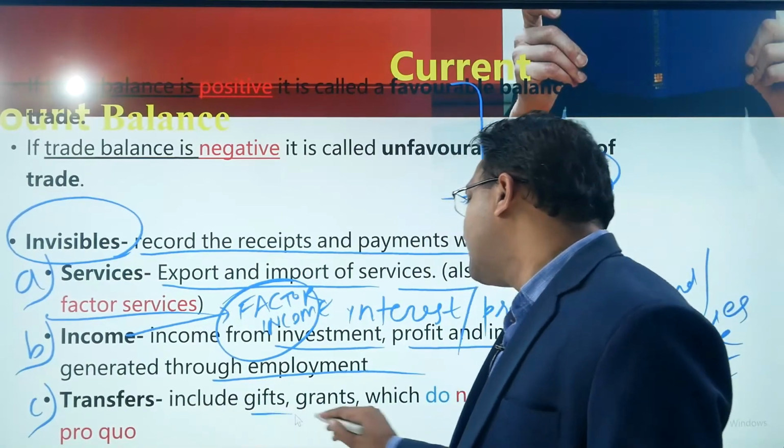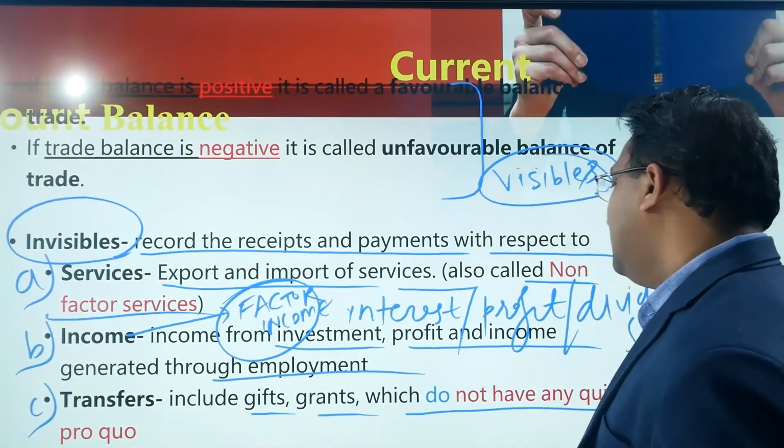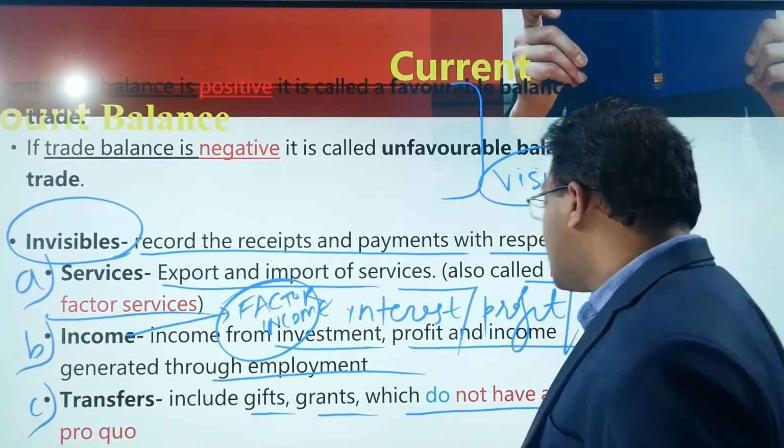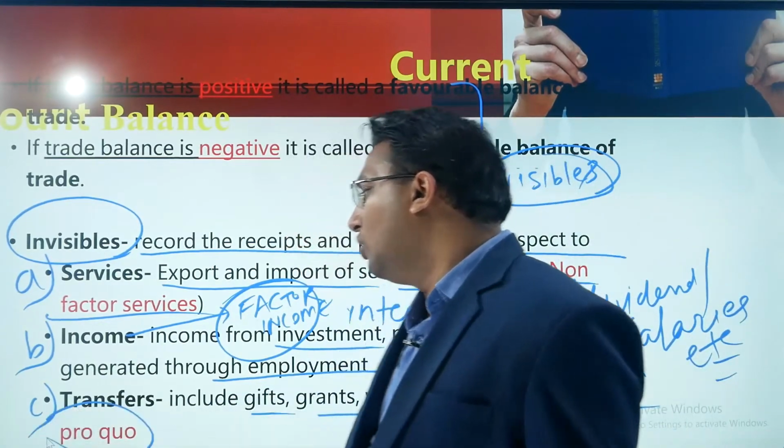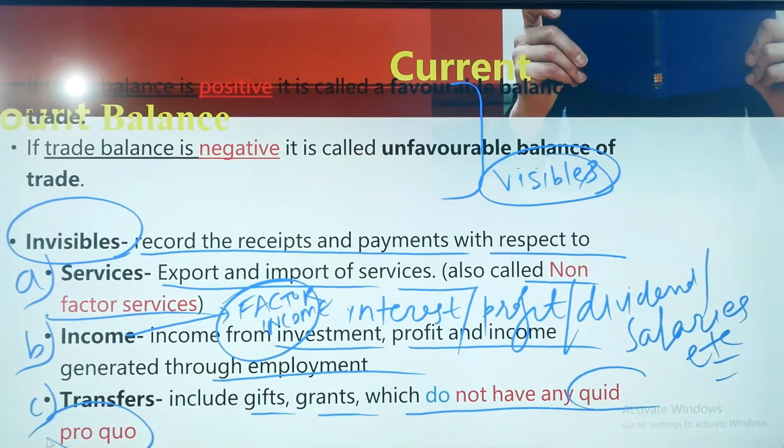Transfers include gifts and grants which do not have any quid pro quo. So there is no reciprocal transaction, there is no quid pro quo. This is called transfers or unilateral transfers.